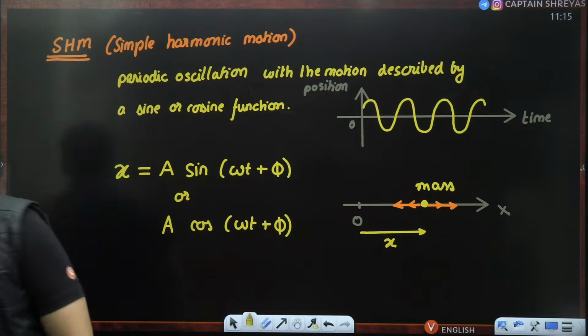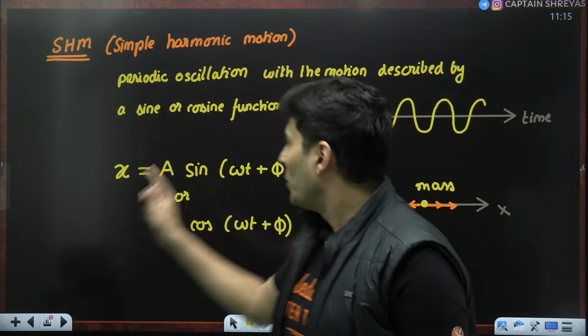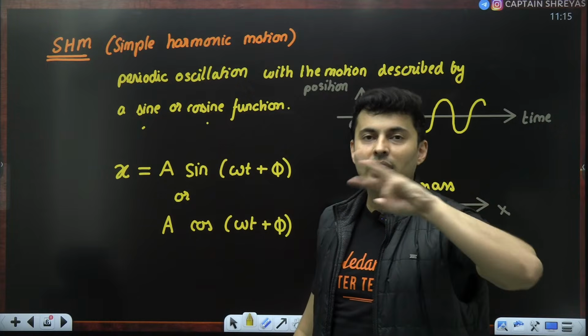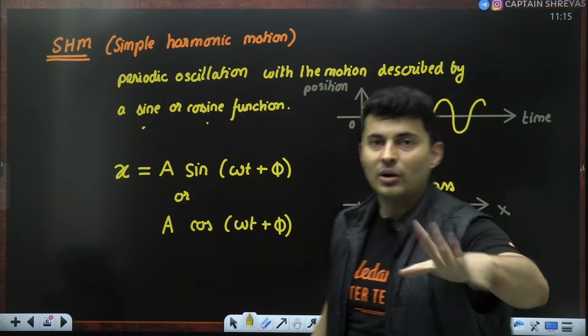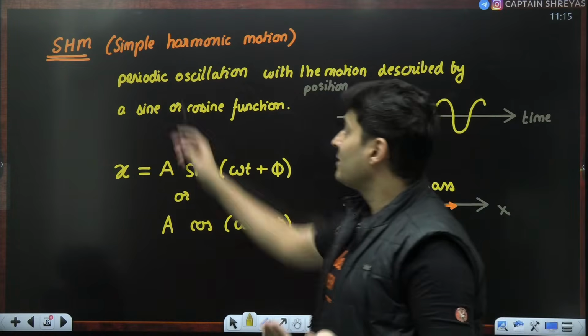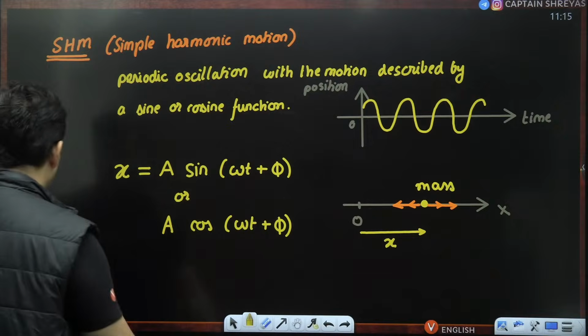No. Tangent graph, tan, cot, cosec, sec are not periodic. Only sine and cosine have that speciality. Tan, cot, cosec, sec are not SHM. They are periodic, but they are not simple harmonic motion. That is very, very important. They are not simple harmonic.